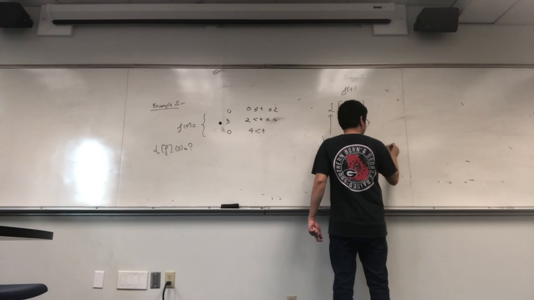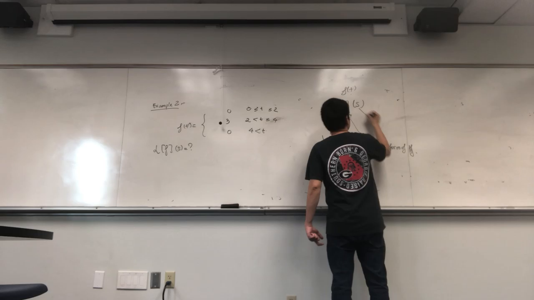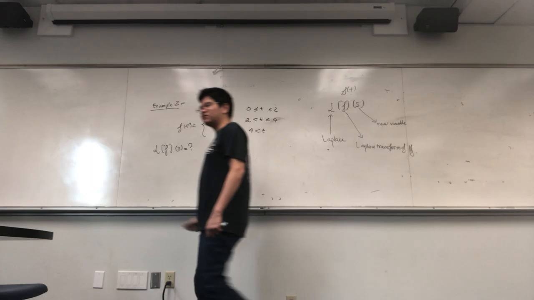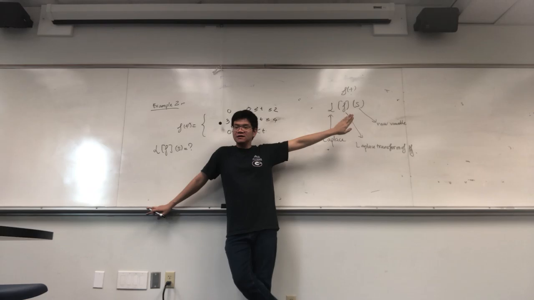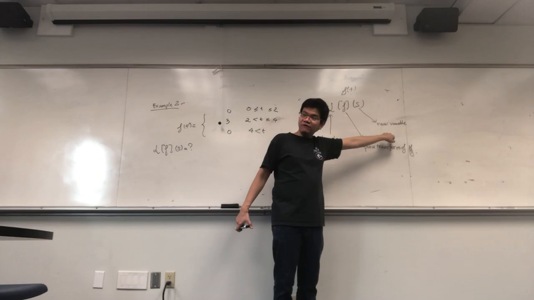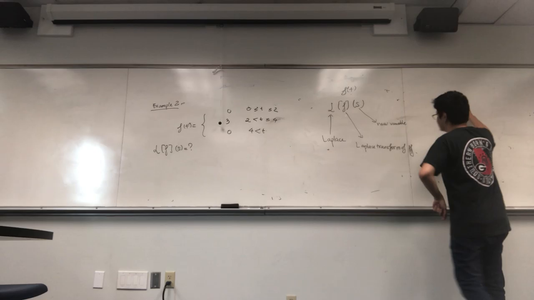Of f, and s is the new variable. Basically, in all books, you see that the Laplace transform is denoted by L of F. The L means Laplace, F is the function, and s is the new variable. The original variable is t, but you integrate that out, so you have a new variable, which is s. Now let us try to compute the Laplace transform of this function.